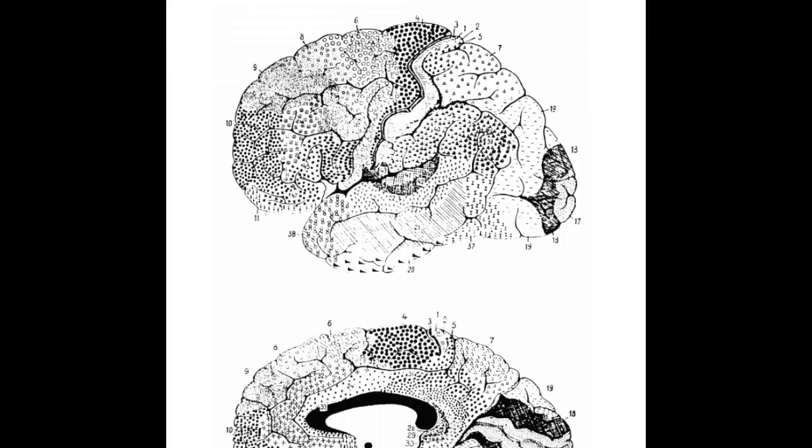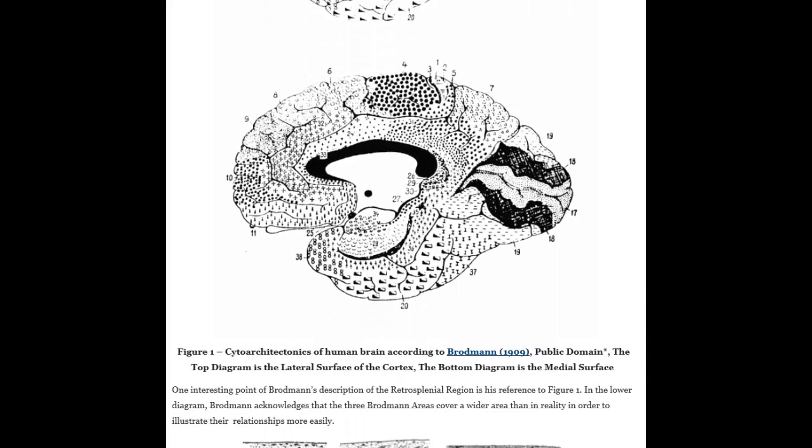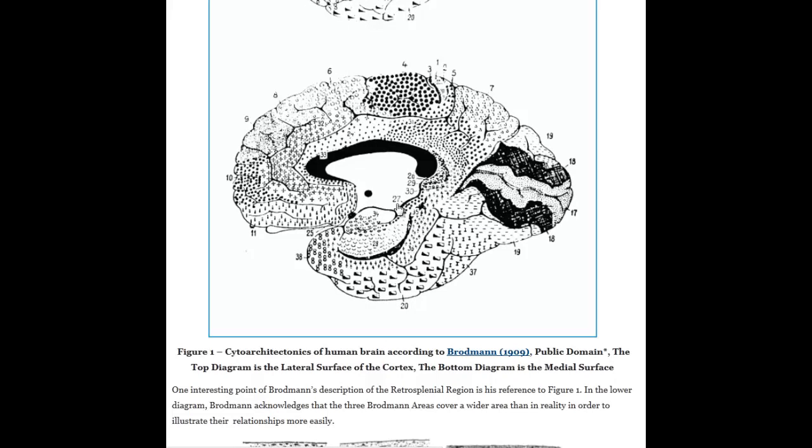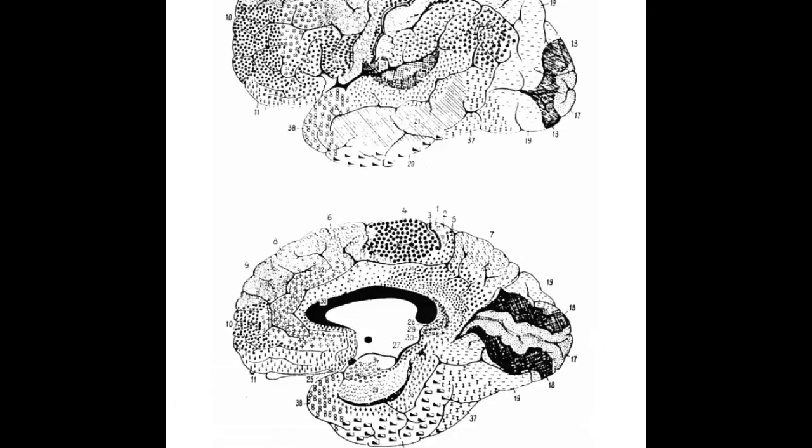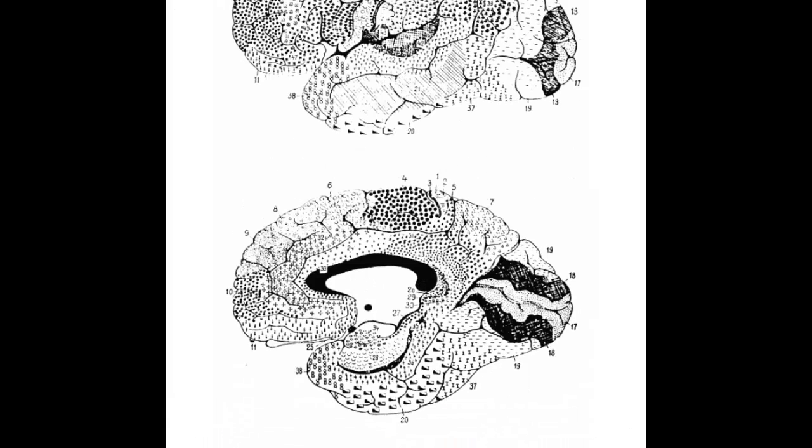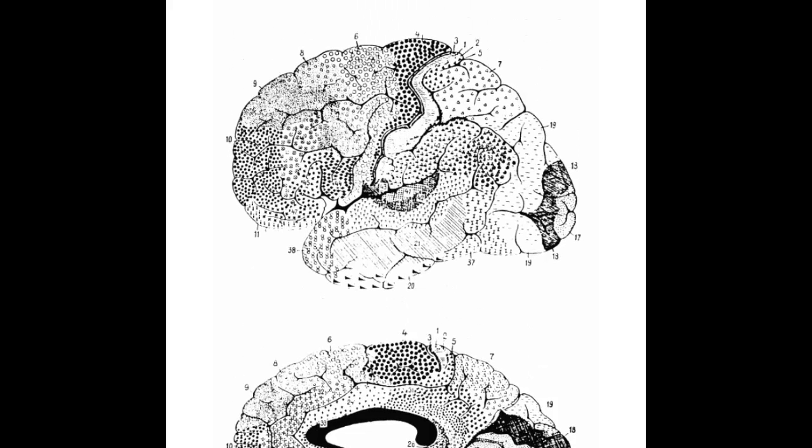So this is a replica of one of Brodmann's original images in his 1909 work. This lower diagram is the medial aspect of the brain, and we can see 26, 29 and 30 there. Now what's really interesting is, this diagram is quite popular among people studying neuroanatomy because it's a kind of iconic brain map or brain diagram.